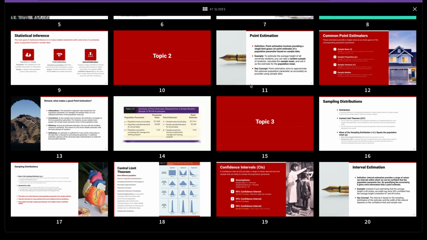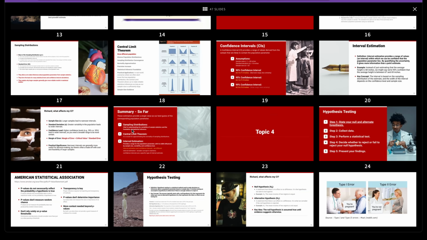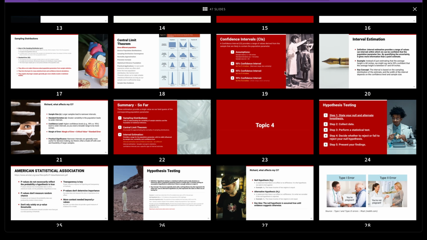A point estimate is just the estimate that we use from the sample to predict the population. Then you have a confidence interval, or CI, an interval estimate. This is how accurate we think our estimate is, or how accurate it should be, versus the range of our estimate.